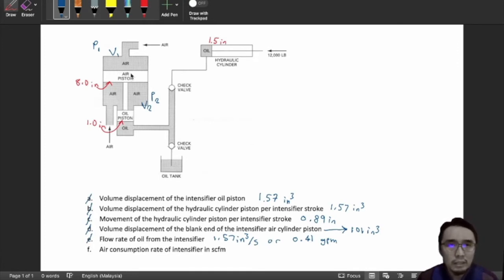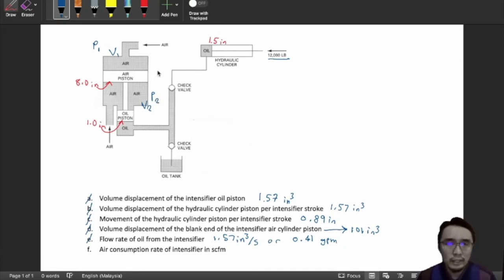P1 we know, but what would be the pressure of air here? V2 is given. We have found V2 before, so 101. But what would be the pressure of air here? Can we find it? Of course we can. Using this information that we have on the load, we can find the oil pressure, and then we can find the force applied to this piston, which is connected to the air and oil piston. Then we can calculate the pressure.